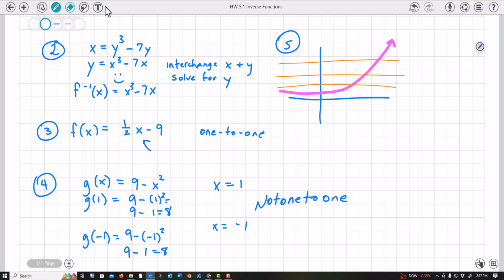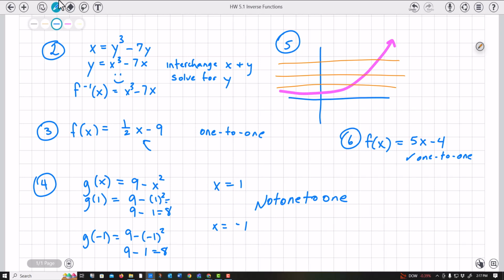And let me do one last one here. I was going to erase that, but I'll try to keep it over here. Once again, let's do something a little harder than number 2. I first can see this is one-to-one. If it's one-to-one, then I can find its inverse.